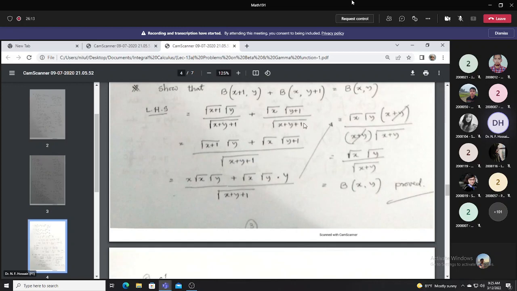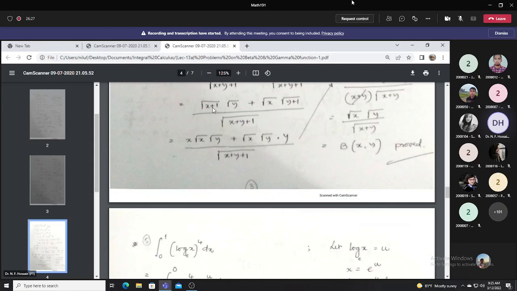So this could be our LCM. If you do this addition, in the LCM we have gamma x plus y plus 1, and here gamma x plus 1 into gamma y plus gamma x into gamma y plus 1. Now let us use the property for gamma n plus 1. Gamma n plus 1 means n into gamma n. So it should be x into gamma x into gamma y. Here gamma x into, for this gamma y plus 1, it should be y into gamma y.